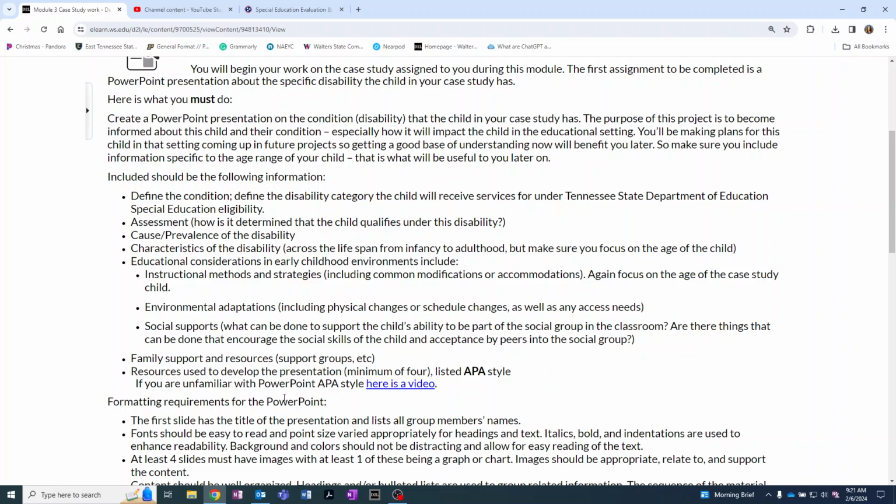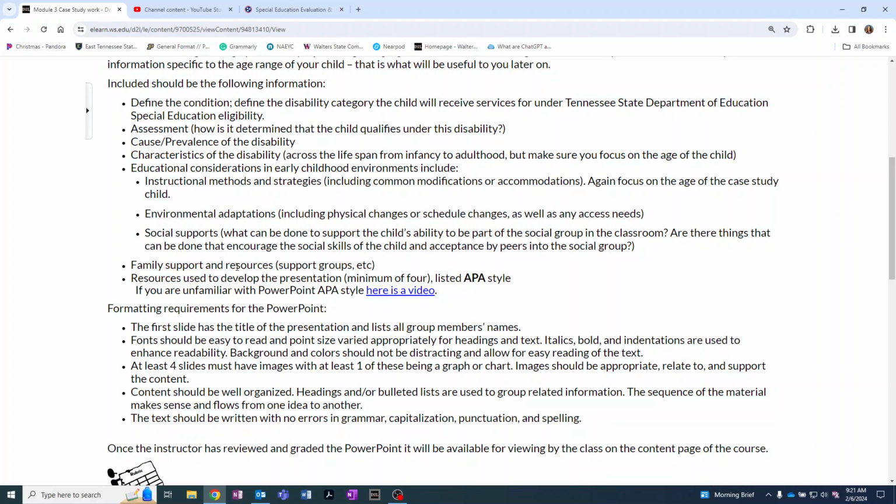Family supports is also a section that will be completed. Like, what support groups are available for them? What are some resources that could be listed that help students with this disability? Now, you need to have a minimum of 4 resources in your research. There is a video here for APA because you're going to be using APA format to cite. So at the very end of your PowerPoint, you should have a reference page, right? This is where you're going to do your citing of sources.